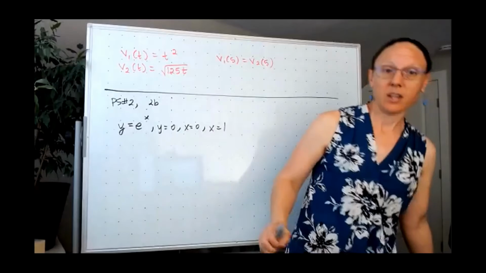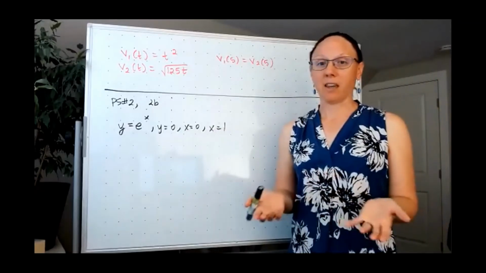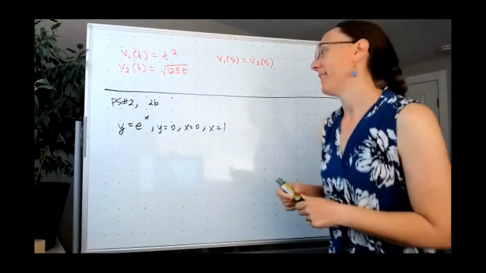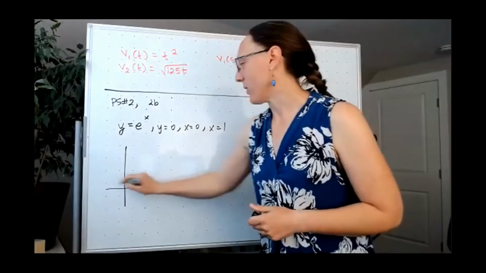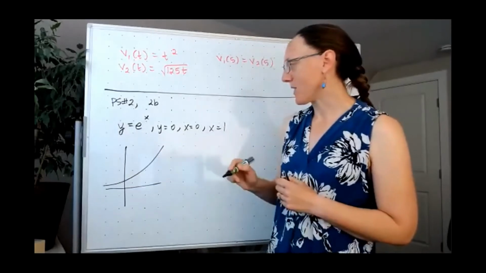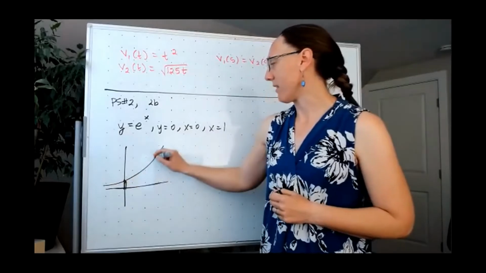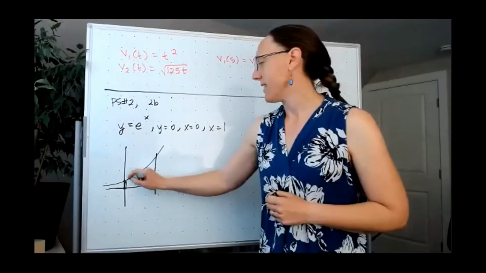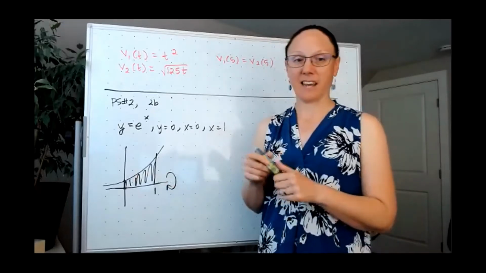I prefer to do this with a picture, though we can do it without a picture. But y equals e to the x, that's one I know pretty well. Here's y equals e to the x. Here's y equals 0. We're going from x equals 0 to x equals 1. So we're talking about taking this piece and revolving it around the x-axis.